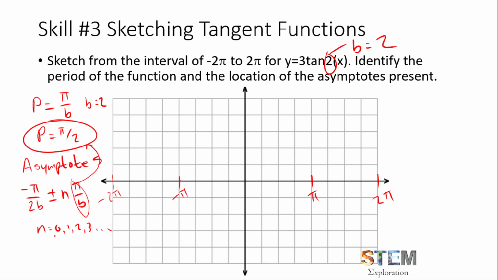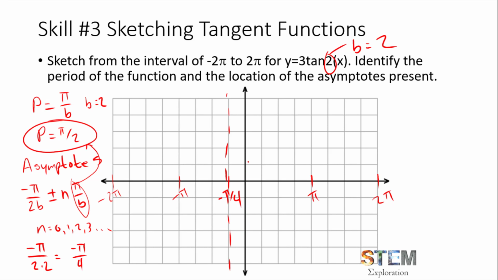So if we want to find where the first asymptote is, I'm just going to go negative pi all over 2 times the b value, 2, and this is going to equal negative pi over 4. So negative pi over 4 is right here, and I'm going to identify this as my first asymptote.